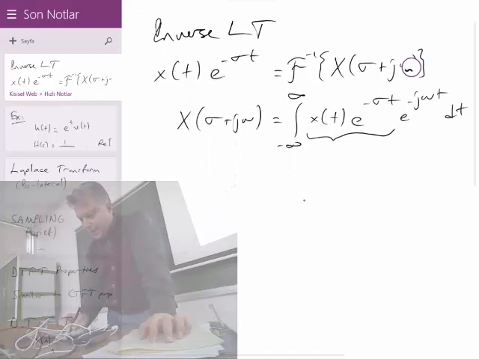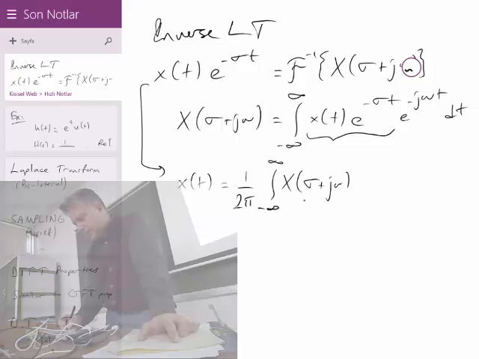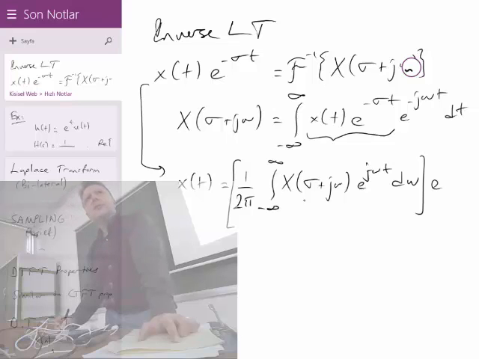And from here, we can write the inverse Fourier transform formula like this, with a 1 over 2 pi coming from the inverse Fourier transform, an infinite integral, e to the j omega t d omega. Let me first write it like this, and then we must have 1 over e to the minus sigma t, which is e to the sigma t, isn't it?